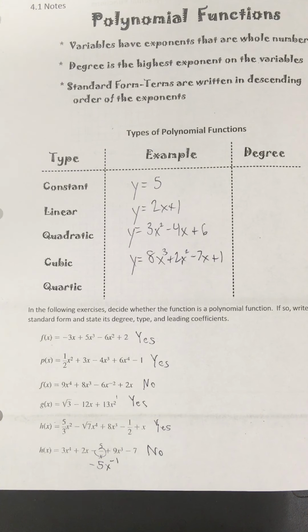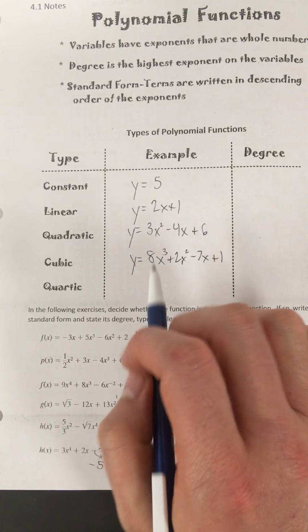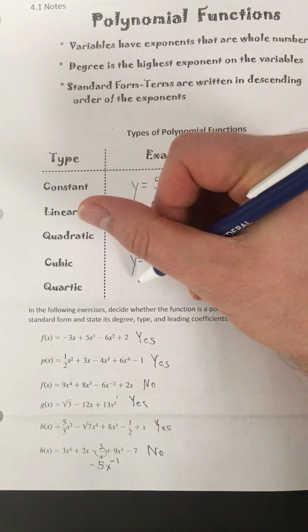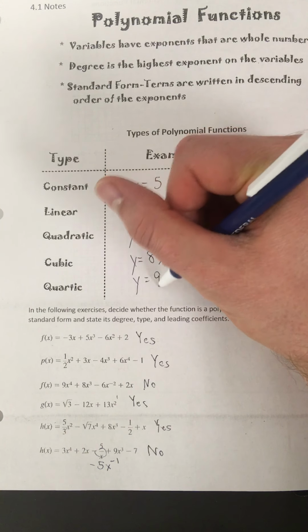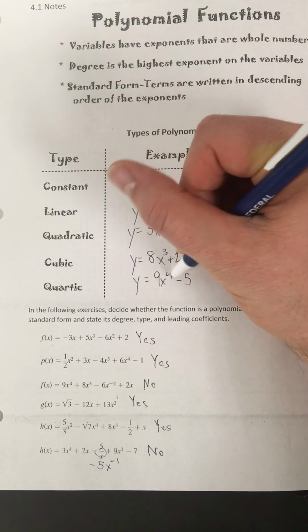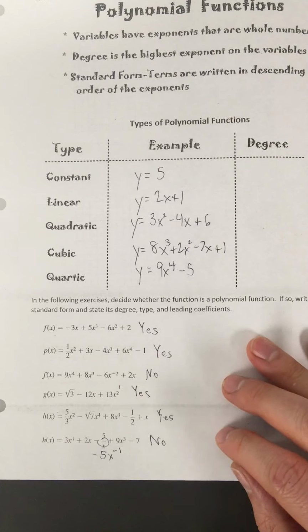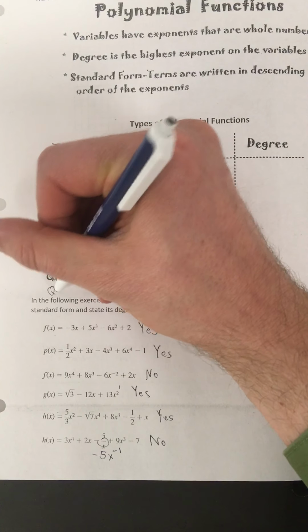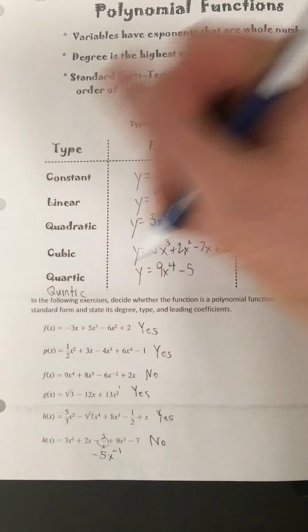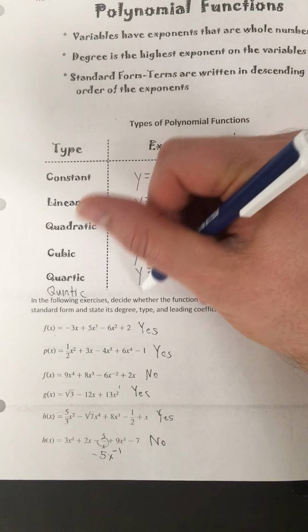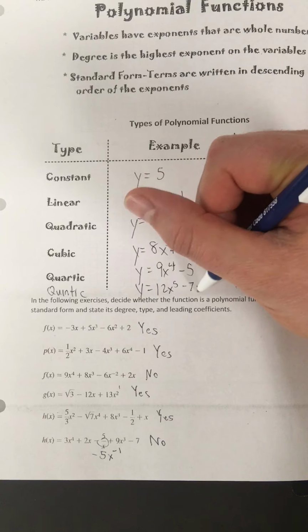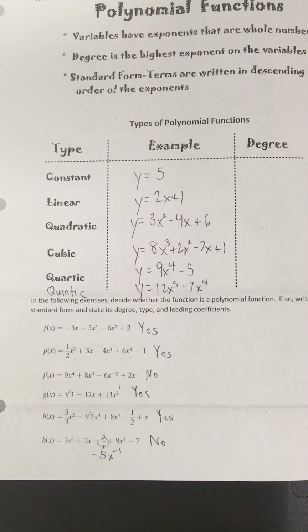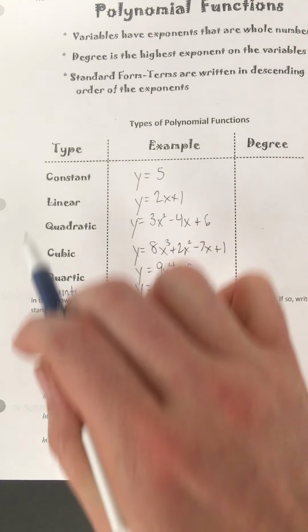Now the next one, quartic. You're looking at this pattern, what do you think quartic has to have? It has to have an x to the fourth. So a quartic polynomial would be something where the biggest exponent is 4. Y equals something like 9x to the fourth minus 5. And there's actually one more I meant to put on this list, quintic. Quintic is when you have x to the fifth, something like y equals 12x to the fifth minus 7x to the fourth. Now, why do we call them these names?